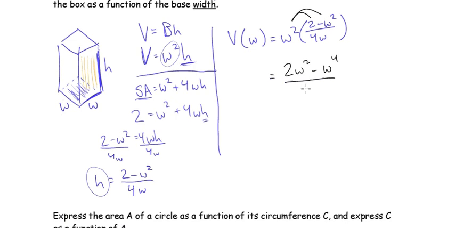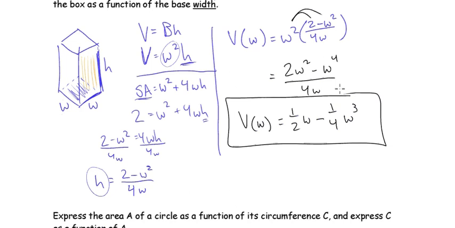divided by 4w. And then lastly, we can rewrite this as volume in terms of w is equal to 1/2 w. 2 divided by 4 is 1/2, and w squared divided by w is w, minus 1/4 w cubed. And now we've rewritten volume as a function of w, or a function of width. All right, hope that helped.